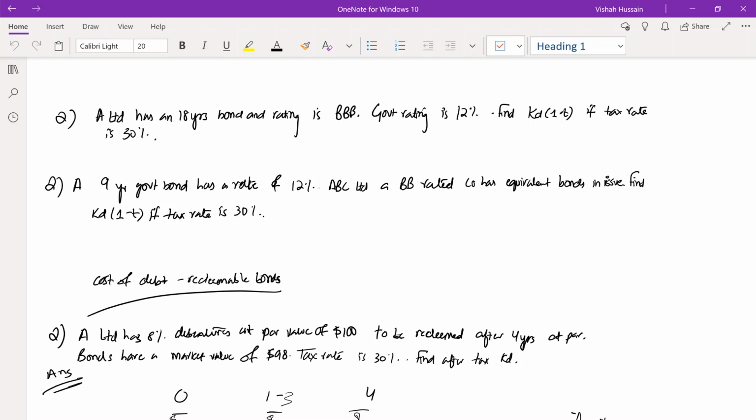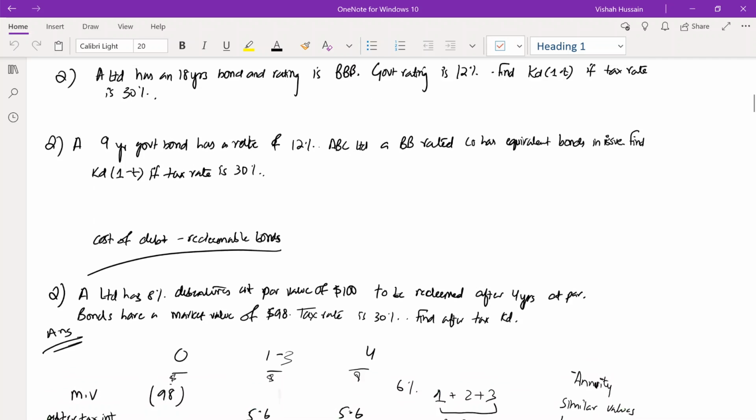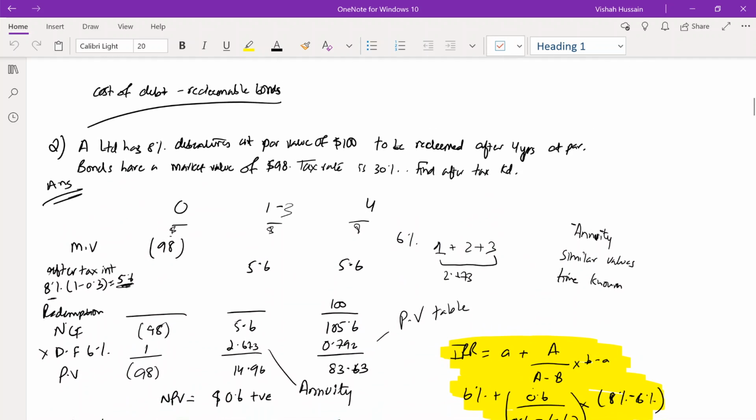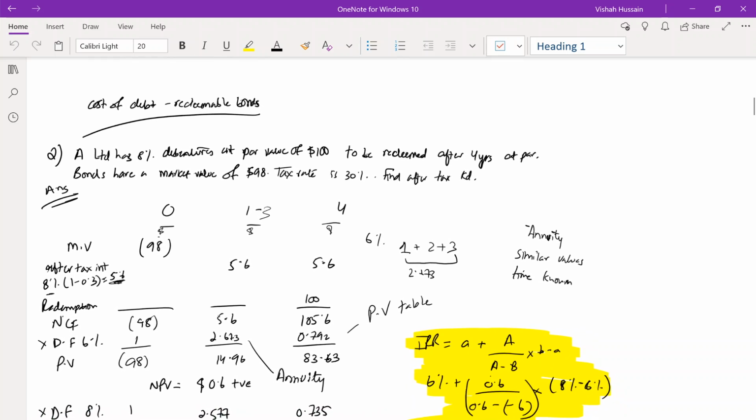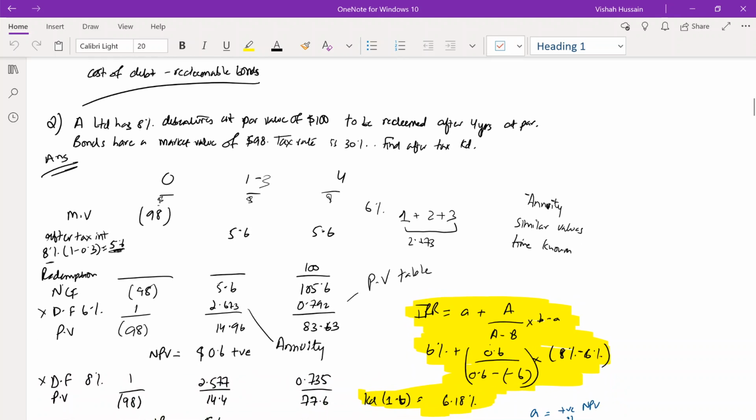Here are two questions that you can perform if you want to practice it. Cost of debt under redeemable bonds. Now, under redeemable bonds, how do you compute the cost of debt? It says A Limited has 8% debentures at par value of 100 to be redeemed after 4 years. At par, bonds have a market value of $98. Tax rate is 30%. Find after tax KD.